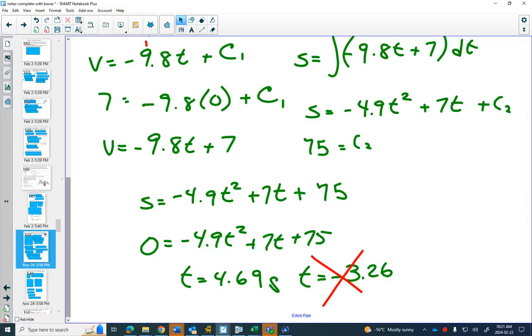And in the context of the question, the ball hit the ground 3.2 seconds before I threw it, in the imaginary past. That doesn't make much sense. So the only one that is possible is the positive value.